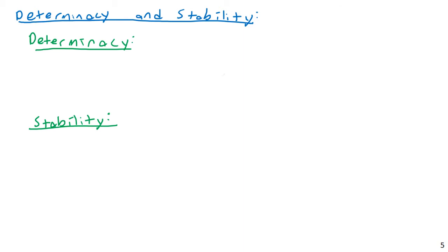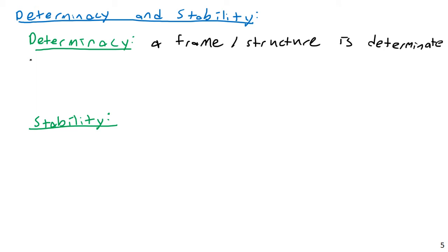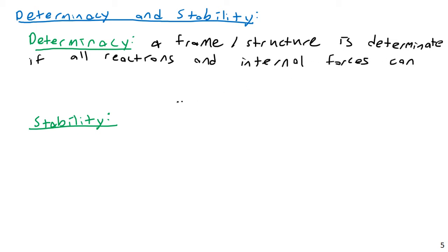That is not what determinacy means. Determinacy means a frame, or structure, is determinate if all reactions and internal forces can be found by applying the laws of statics alone.